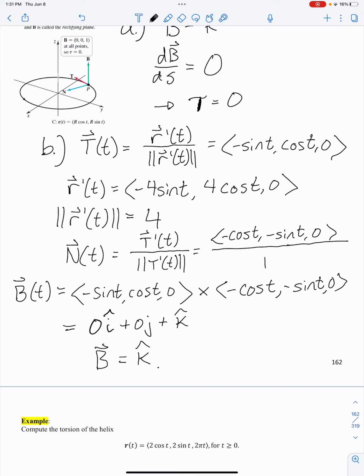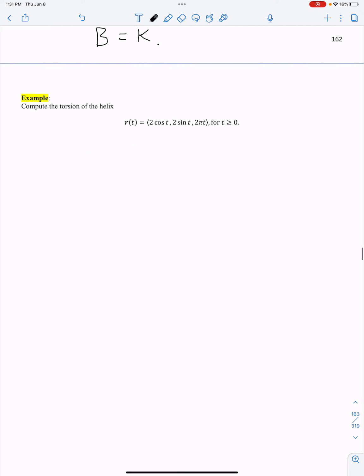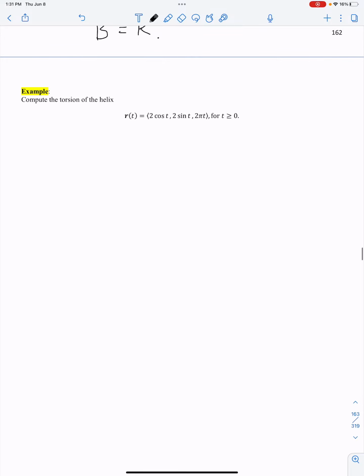All right, we're going to do one more example of finding torsion. This one's going to require a little bit more work, so I can model that for you. Okay, so we have this helix, and they want us to compute the torsion of the helix. So first thing we're going to have to do is find our T.